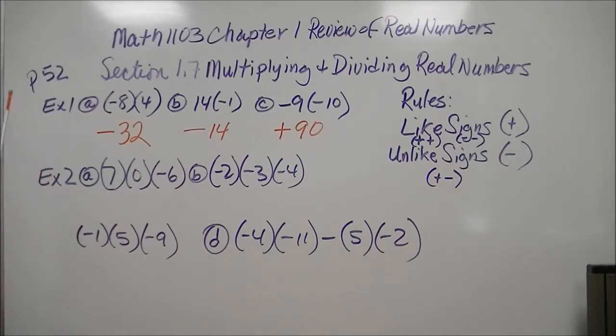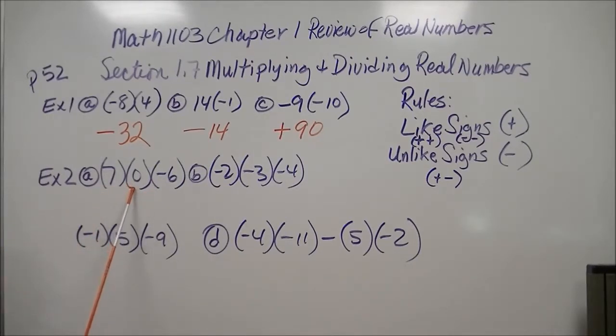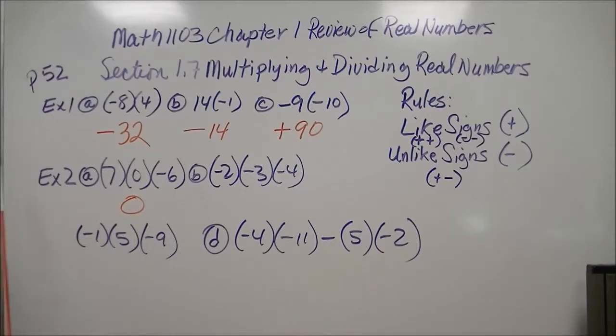All right, in example 2, now we have 3 factors. Now an interesting thing here is whenever you have a string of factors, and there's a 0 in that string of factors, the answer is always going to be 0. Because 7 times 0 is 0, and 0 times negative 6 is 0. So if there is a 0 in a string of factors, you don't have to worry about the sign, the answer is going to be 0.